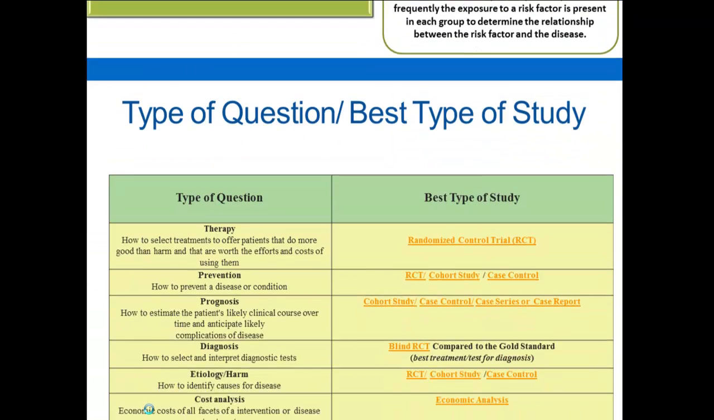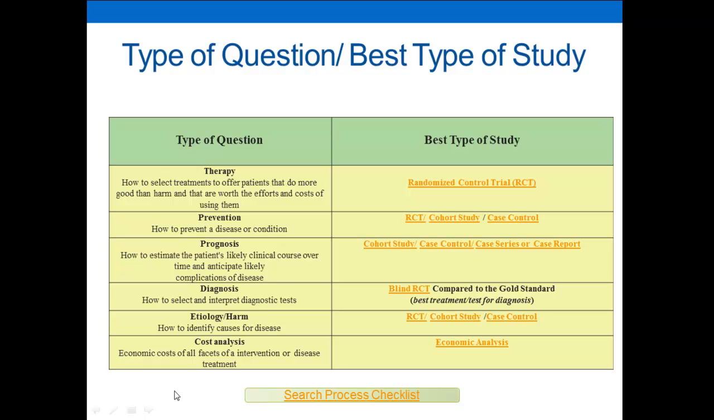The reason I bring up why it depends upon your question is as you're going through these studies, remember that your biggest thing is that you're going to want to aim for the top of the pyramid. When you can't find the top of the pyramid, though, the type of question you ask is going to be very important, because every type of question is best answered by different types of studies. As you'll notice here in the chart on the left side, I'm telling you what the types of questions are. On the right, these are the types of studies that are best used to answer those questions.